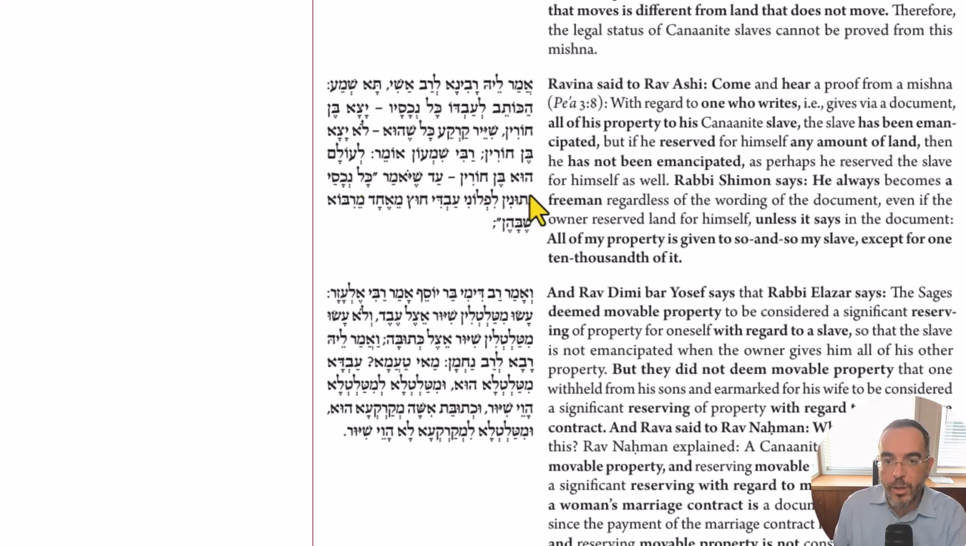Rabbi Shimon omer, le'olam hu ben chorin, ad shiomar kol nechasei netunin leploni abdi, chutz me'achad miribo shebahen. Rabbi Shimon disagrees with Tanakama and says that the slave would go free even if he keeps some part of land. Sounds like according to him, a slave is not called land. And the only time that the slave would not go free is if he says, I'm giving you, my slave, everything except for 1/10,000th of what I own. And so that's a more general category. I'm just keeping something that I own, 1/10,000th, and so the slave might be included in that 1/10,000th. And again, here, it doesn't mean he's so rich that he has 10,000 times more than the worth of a slave.